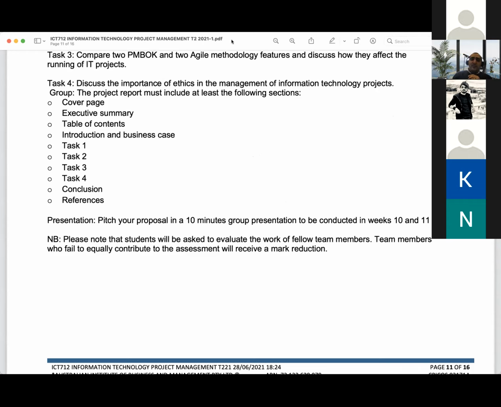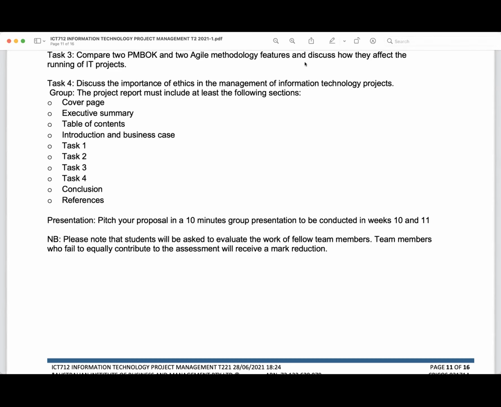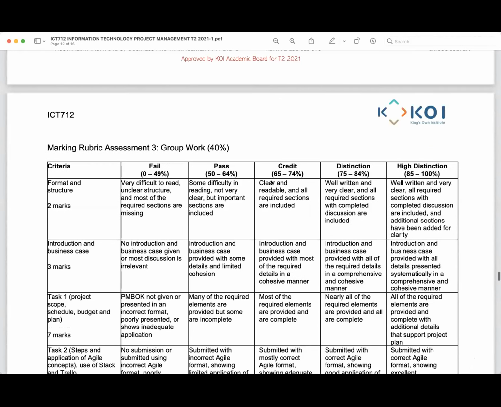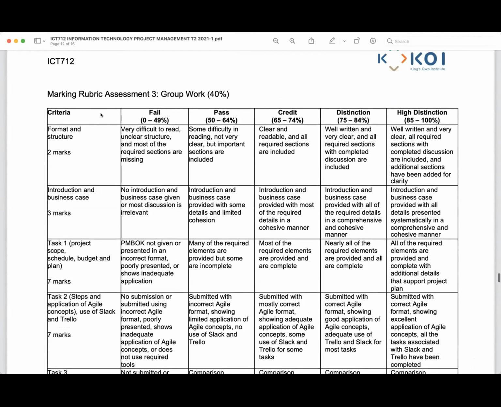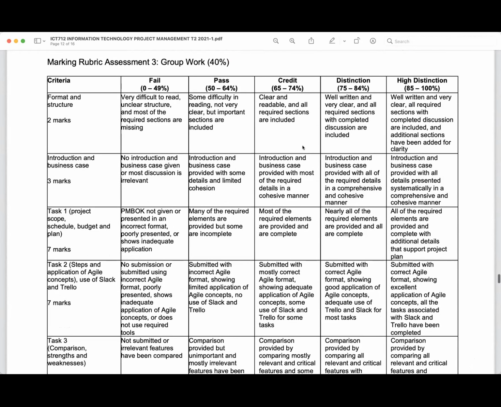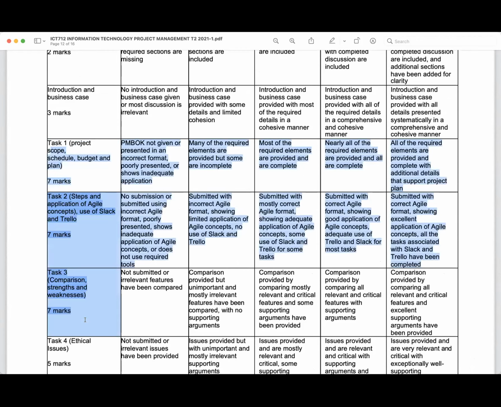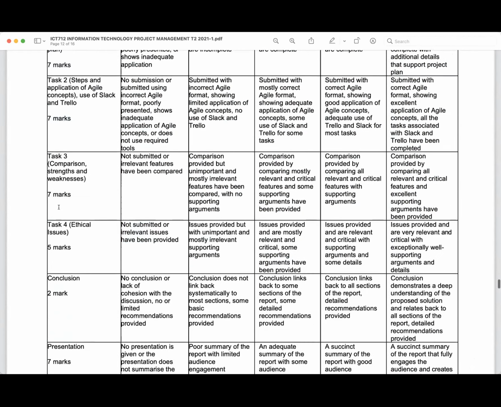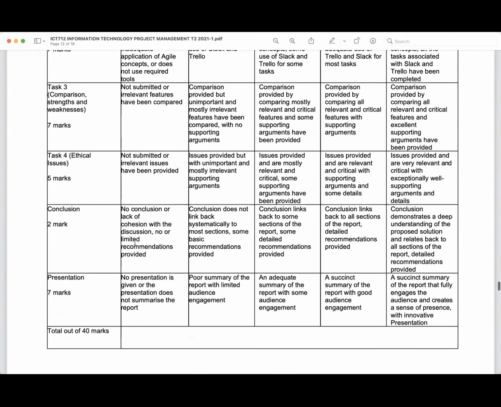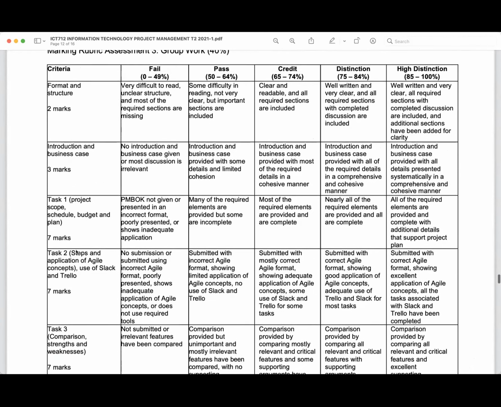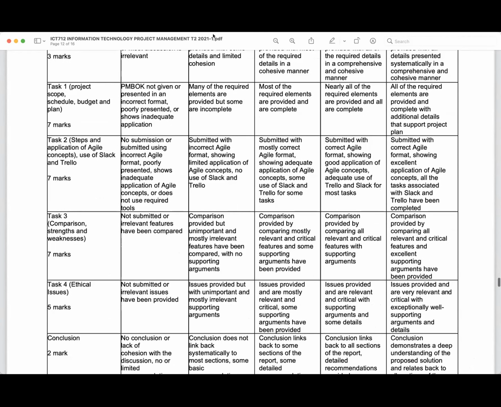Okay, maybe they ducked out to do something, but let's continue, guys. This is the marking guide. It's very clear: the format, the structure, the introduction of the business case. It's very important you read that. The biggest marks are on tasks 1, 2, 3, and 4. Obviously, tasks 1 and 2 are very big ones, so make sure you look at all of these things. And there are 7 marks relating to your presentation. So read that because it's a very, very important assignment to ensure you get the right outcomes.